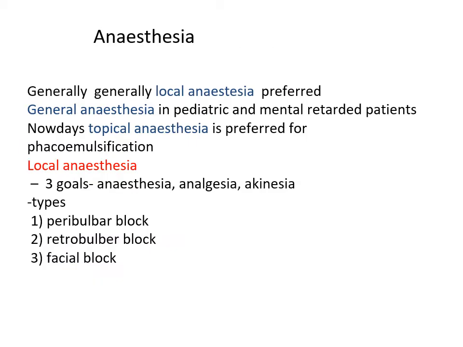Regarding anesthesia, we generally prefer local anesthesia, but general anesthesia is done in cases like pediatric cases or mentally retarded patients who are uncooperative for local anesthesia. Nowadays topical anesthesia is also preferred for eye surgery. For local anesthesia we should achieve anesthesia, meaning loss of sensation, analgesia, meaning loss of pain, and akinesia, meaning loss of eye movements. It can be given by three types. First is peribulbar block, second retrobulbar block, and third facial block. Nowadays peribulbar block and retrobulbar block are mostly used. We are using peribulbar block.